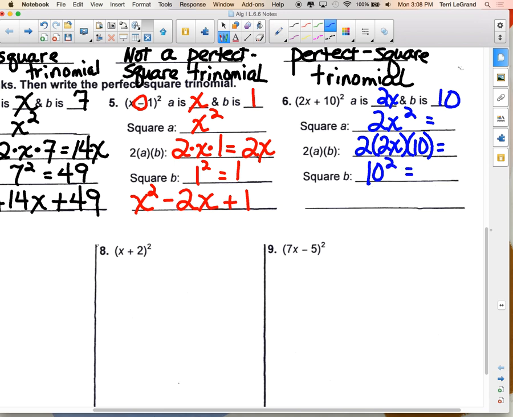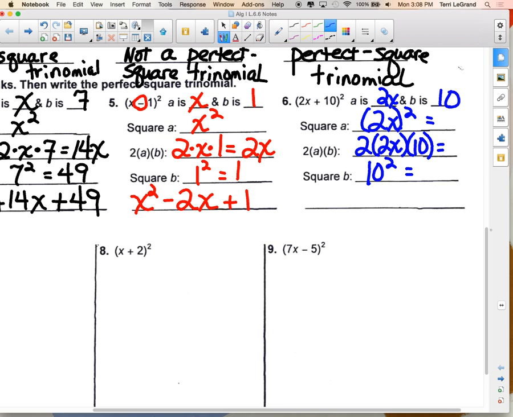I did something wrong there. Anybody want to tell me what it is? Great. I didn't square 2x. What did I square? Just the x. I have to make sure I square the whole a term. So those parentheses are super important in this one. 2x has to get taken times itself.